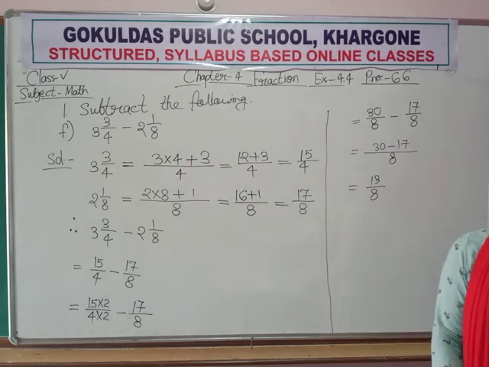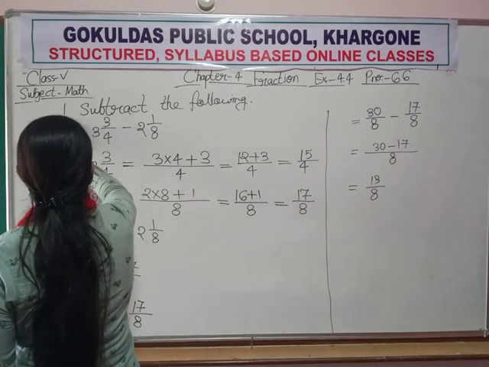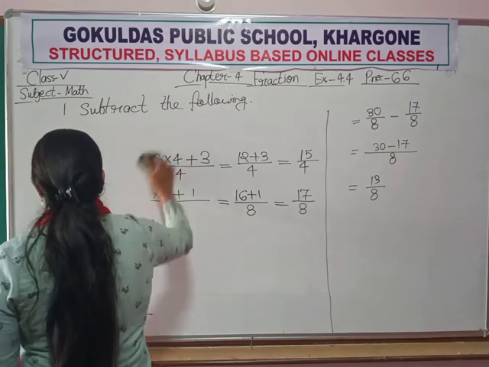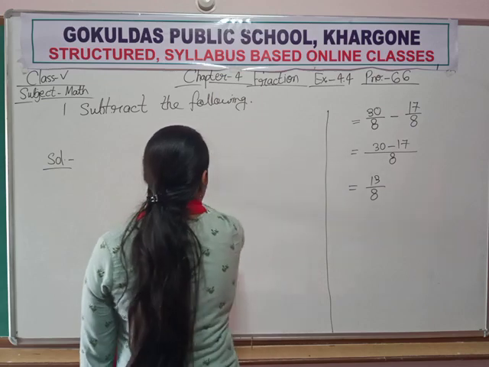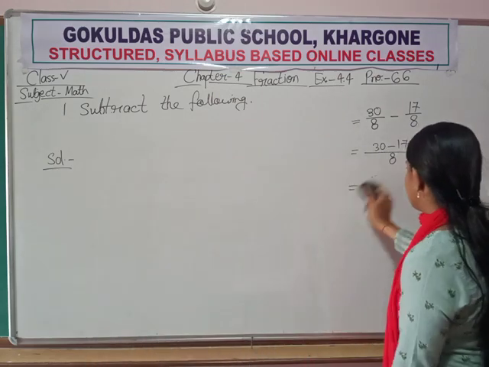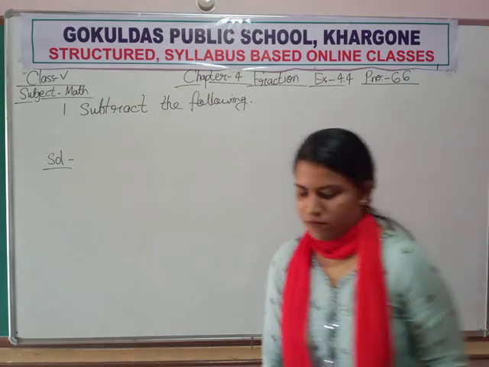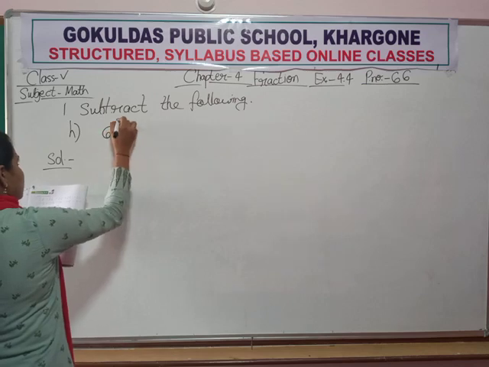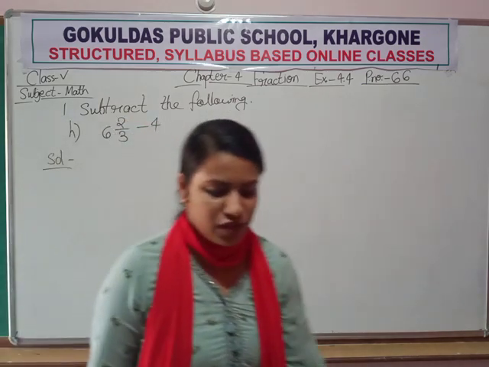Now let us do H. Question number H. I hope you understand it. 6 2/3 minus 4 is your given question.